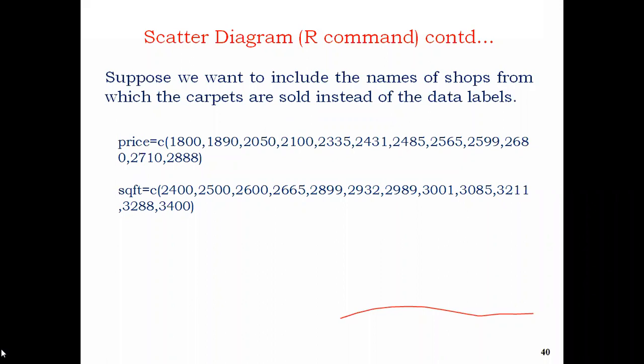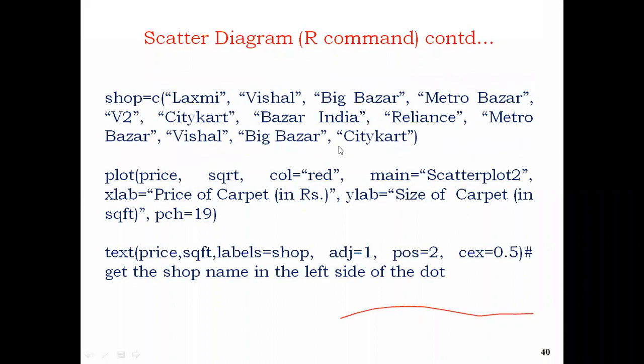Now you see, suppose I'm just giving an example, nothing else. So shop is what? Lakshmi, Vishal, Big Bazaar, Metro Bazaar, V2, City Card, Bazaar India, Reliance, Metro Bazaar, Vishal, Big Bazaar. I'm repeating here, no problem. Just give by your choice. Give Big Bazaar, then City Card again. So now you see how we can draw this.